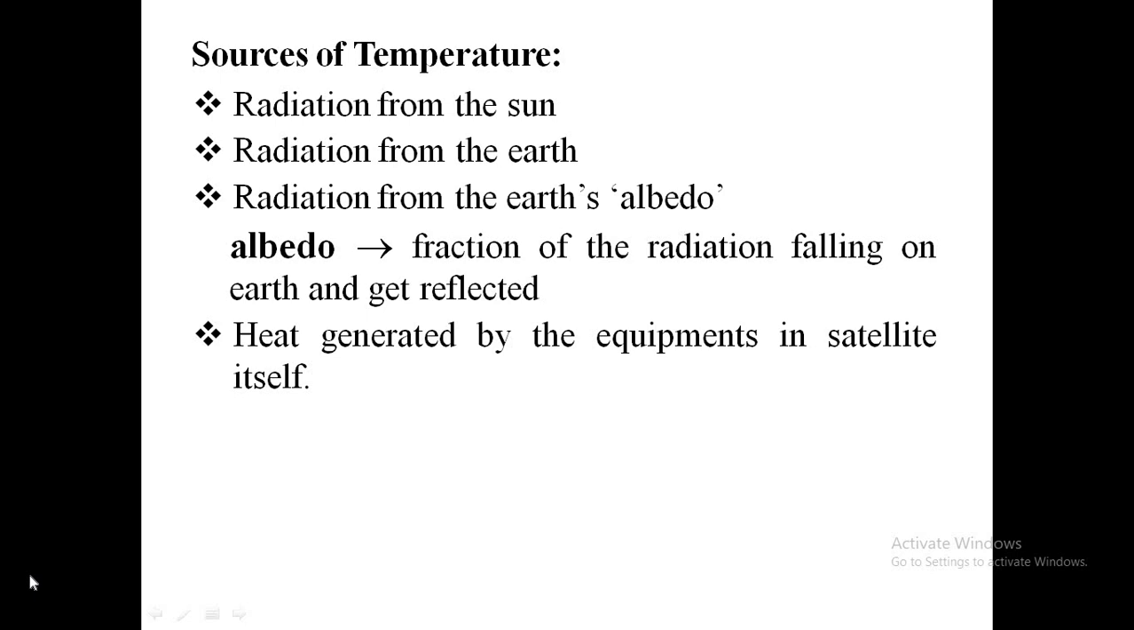Sources of radiation. Radiation sources may be from the sun, from the earth, as well as from the earth's albedo, that is, a fraction of radiation falling on earth and getting reflected. Heat generated by the equipment in the satellite itself can also be a source of radiation.